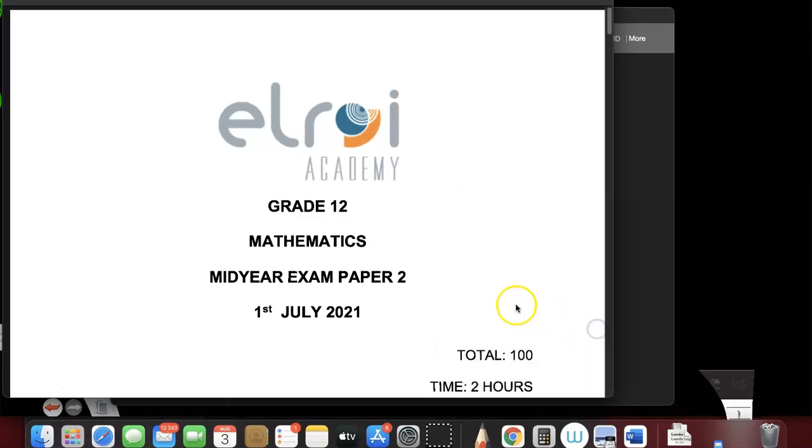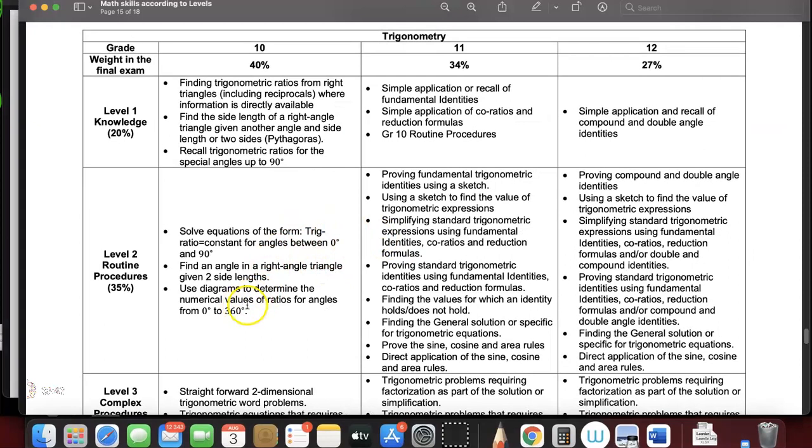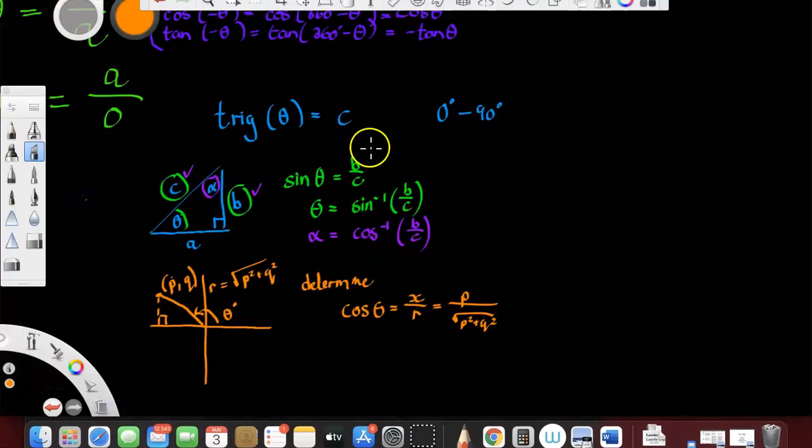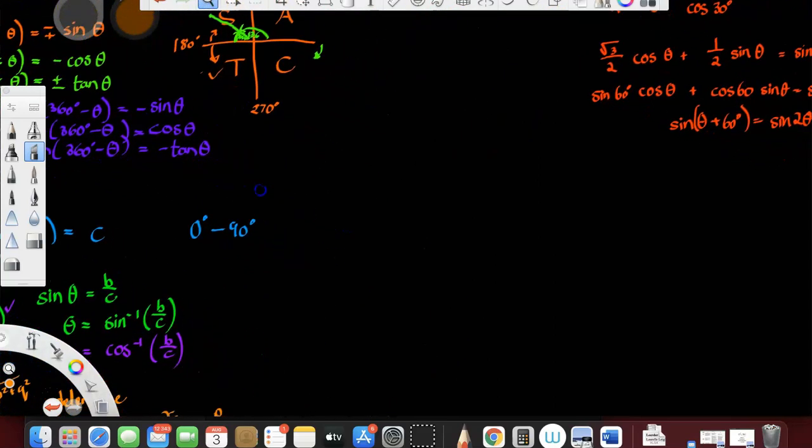And then let's look at the next one. All these things are things that you should be able to do without thinking in grade 11, and obviously then in grade 12. Here, simple application and recall of compound and double angle identities. So in other words, you have to know off by heart the simple and compound formulas, because you have to be able to use them.